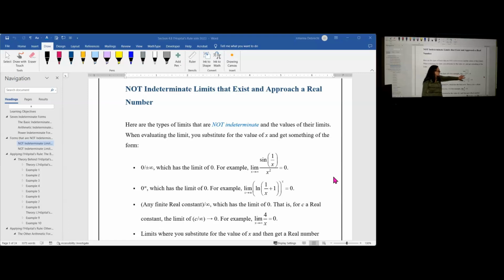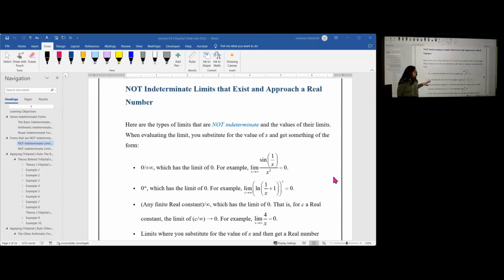Here's an example of one of those. The limit as x approaches infinity of the sine of 1 over x divided by x squared. We know that if we were to substitute an infinite power here, 1 divided by infinity would be 0, and the sine of 0 is 0. But we know that x squared as x goes to infinity goes up. The graph looks like this, and on the far right, it goes to infinity. This gives us the form 0 over positive infinity, which is 0.